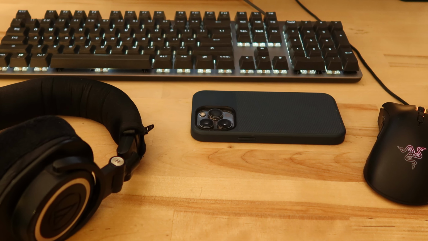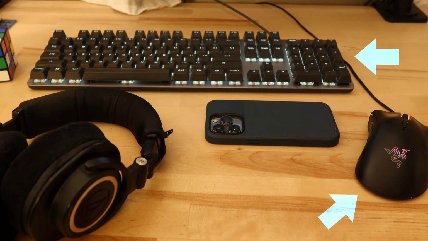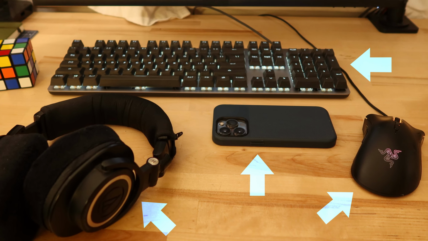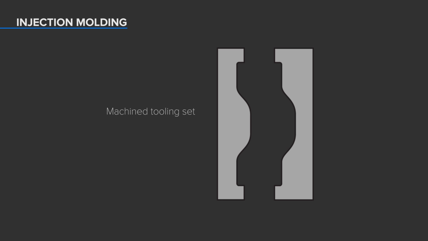When talking about how consumer products get made, you have to talk about injection molding. This mouse, keyboard, phone case, and headphones that just happen to be in front of me were all mass-produced by using injection molding. The basic concept of injection molding is pretty straightforward.